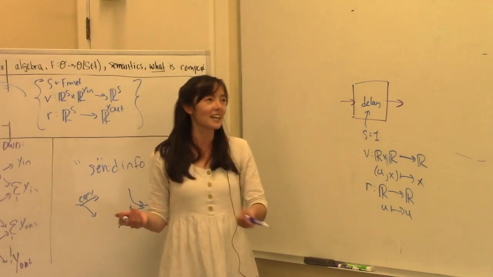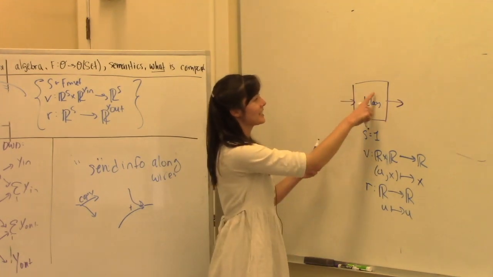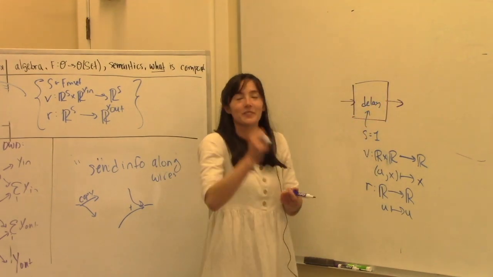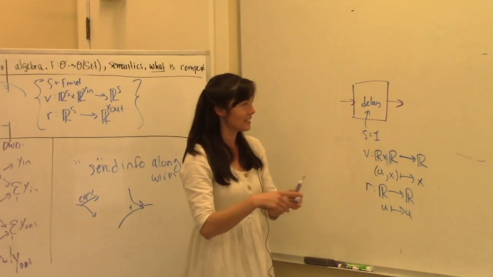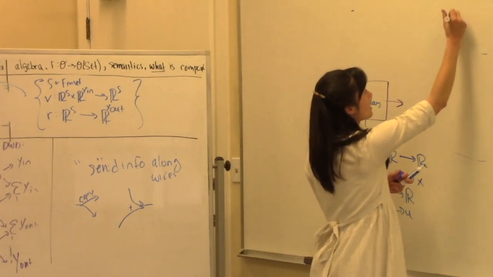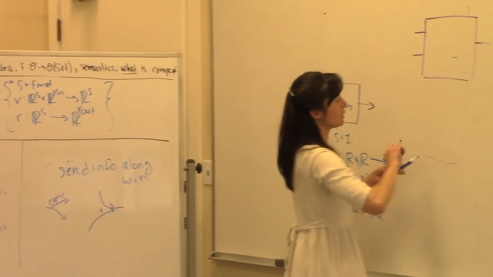And we call this delay because if you're sending stuff in here, it takes a time step to get it out, because you have to remember it and then say it out. That's our delay box. We'll also have this thing called plus, which takes in 2 inputs and 1 output.